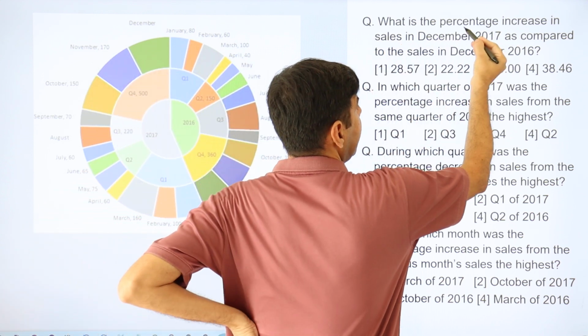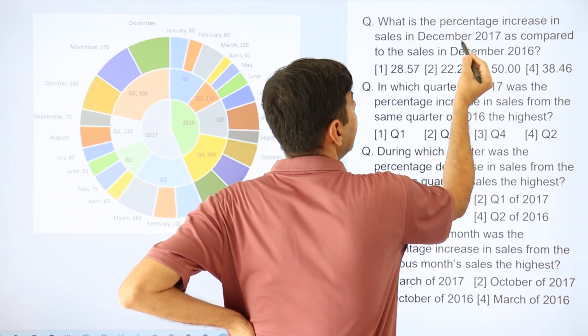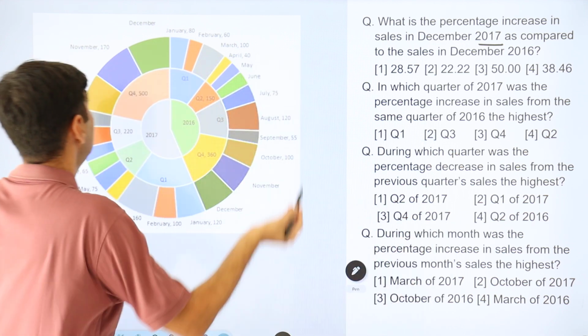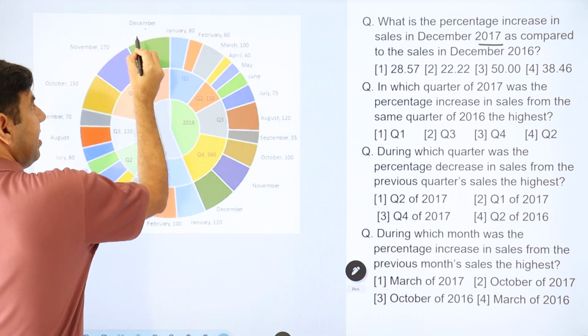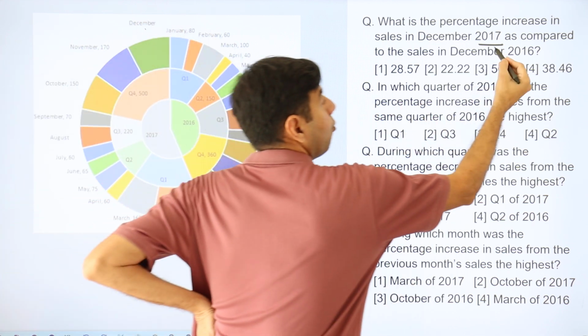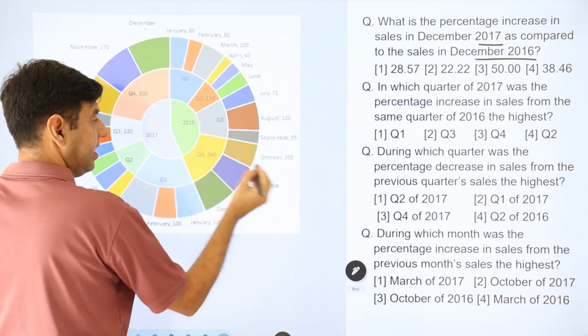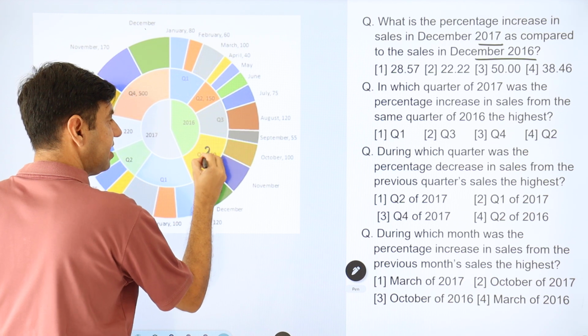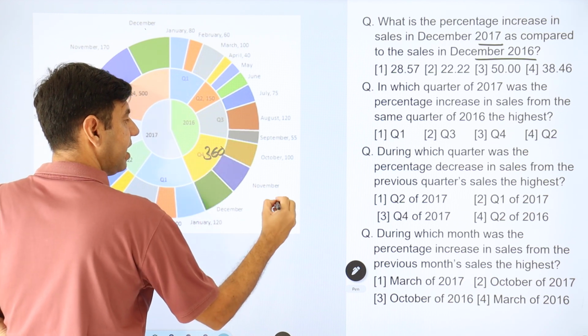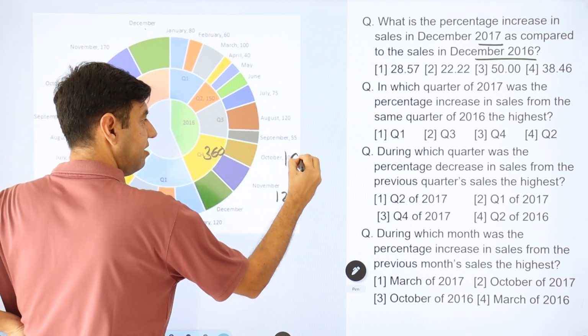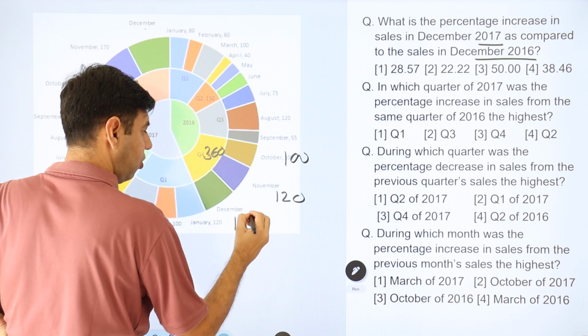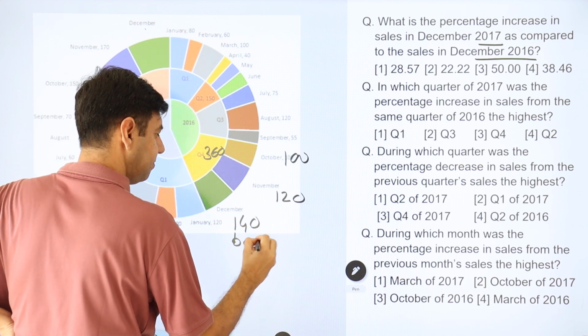What is the percentage increase in sales in December 17? So we are talking of December 17, right? We need that number compared to December 16. So let's see, December 16, if you remember, 360 is the sum, divide by 3 gives you 120, this is given to us, so December is 140, this becomes my base.